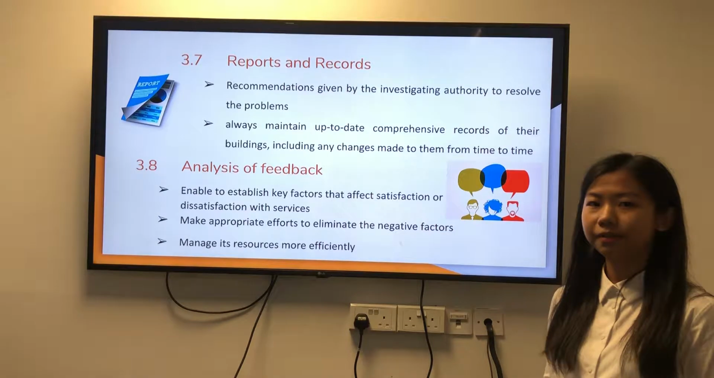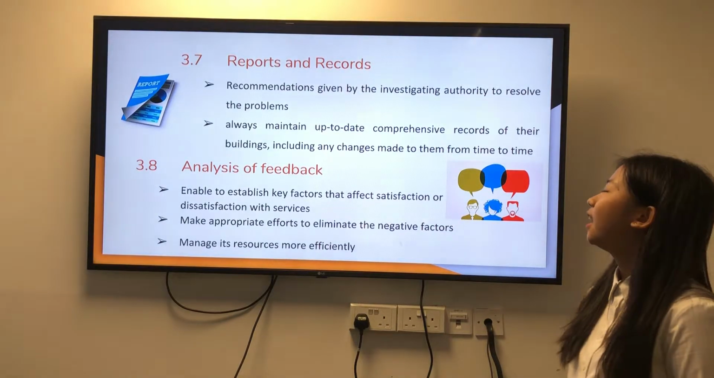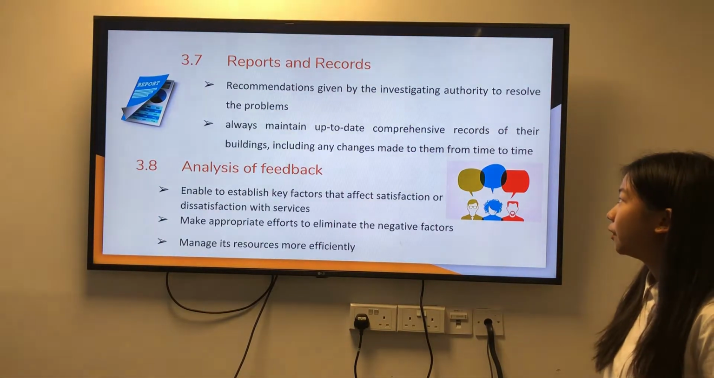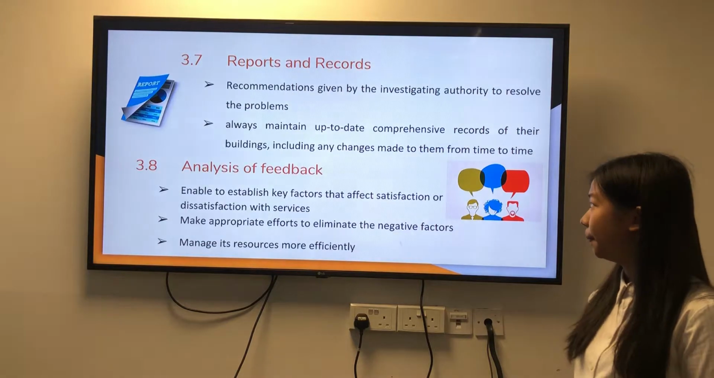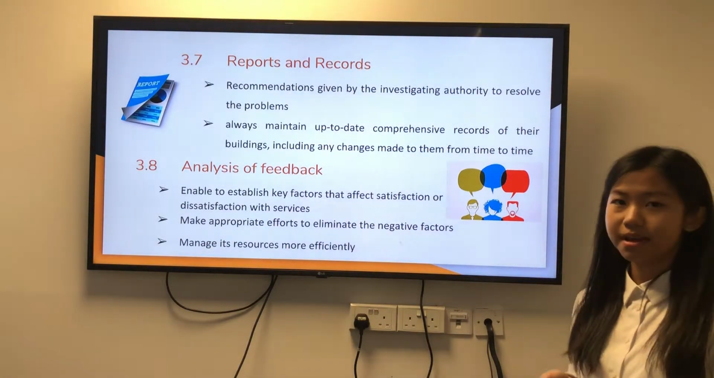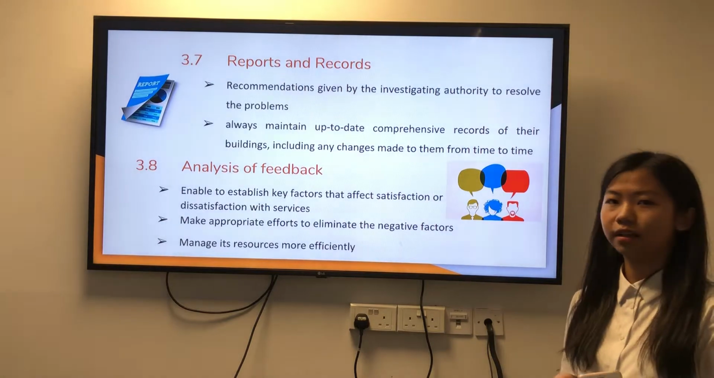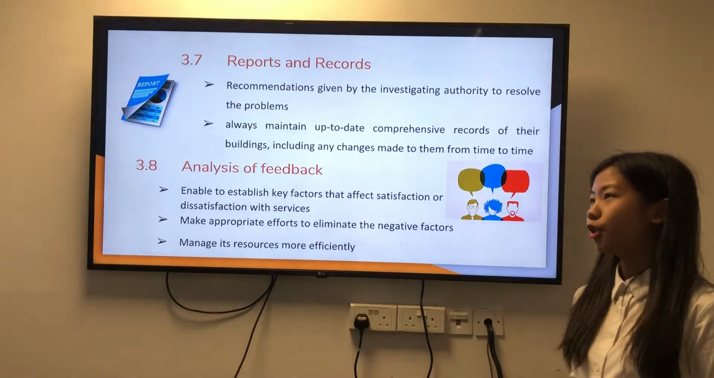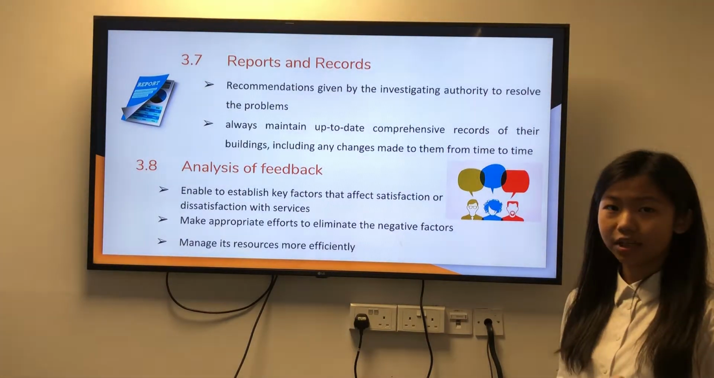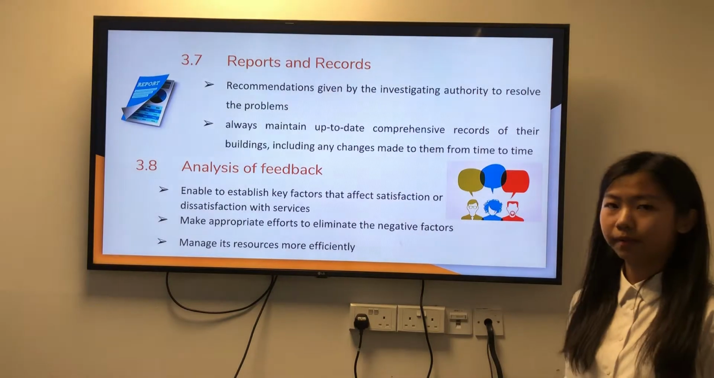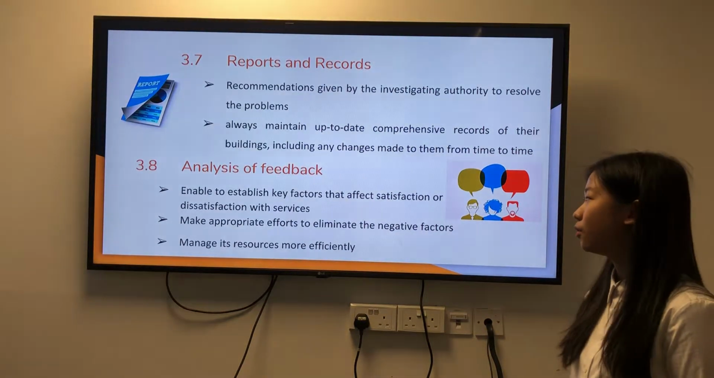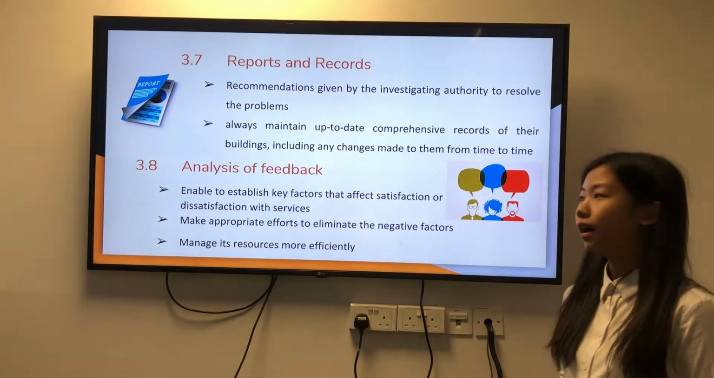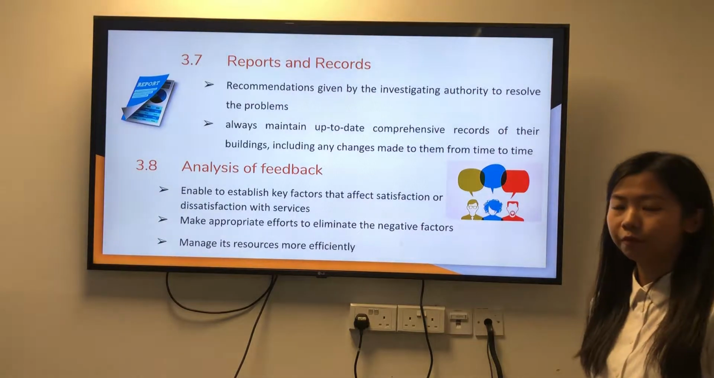After rectifying the defects and problems as requested, the reports and records have to be made. Reports and records will show what DMS has done and concluded upon the service. And the town council will also need the recommendations given by the investigating authority to resolve the problems. It is very important to always maintain up-to-date comprehensive records of their buildings, including any changes made to them from time to time.